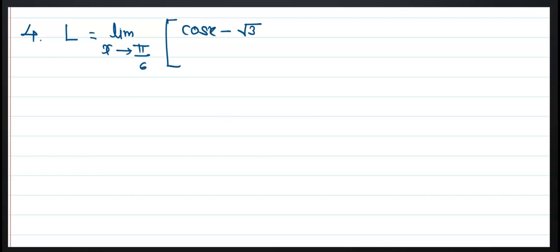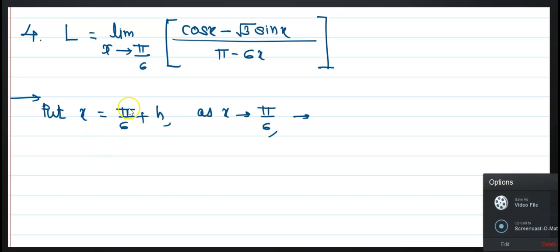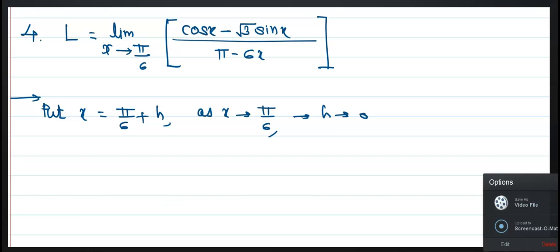Now the next example is example number 4. L is equal to limit x tends to pi by 6 of (cos x minus root 3 sin x) upon (pi minus 6x). Put x is equal to pi by 6 plus h. As x tends to pi by 6, h tends to 0. This is the substitution.